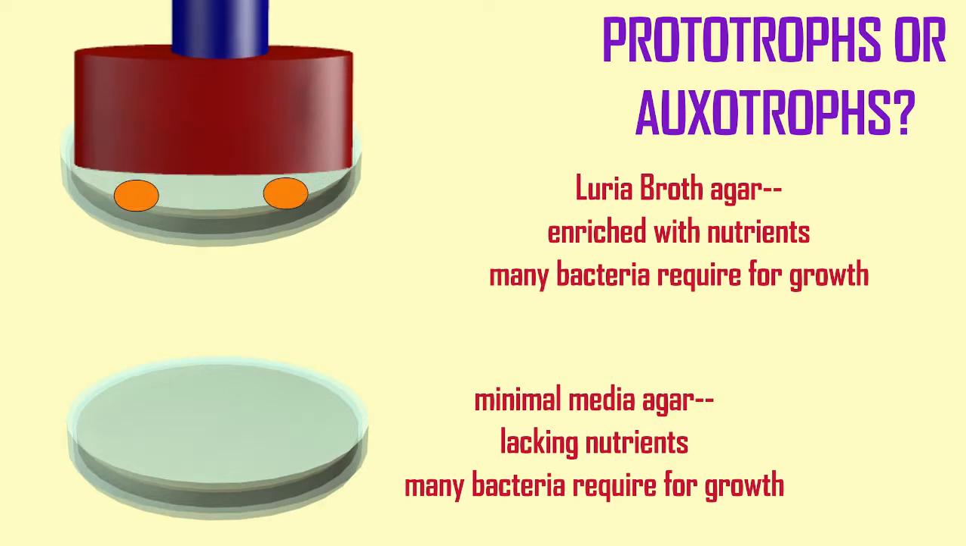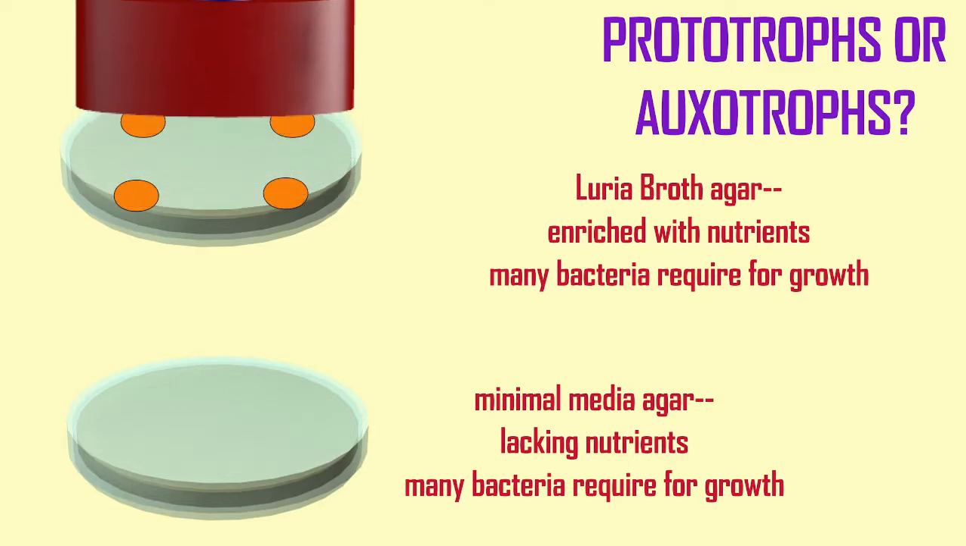And so here I'm showing 4 different bacteria, and we'll ask the question, are they prototrophs or auxotrophs? Now obviously these are 4 different species, given that they have different shapes and they're different in their gram negative or positive staining, but they could be 4 different strains of the same species as well.